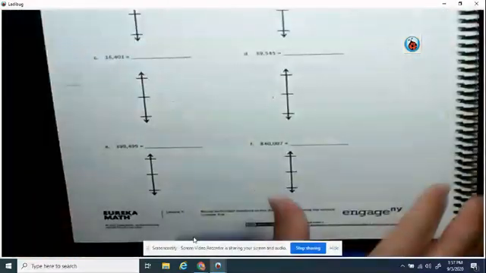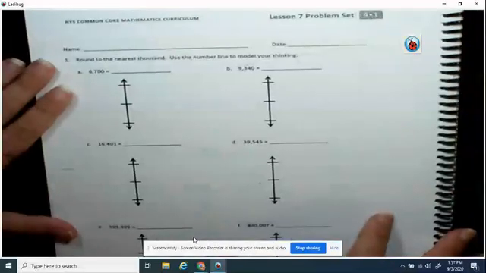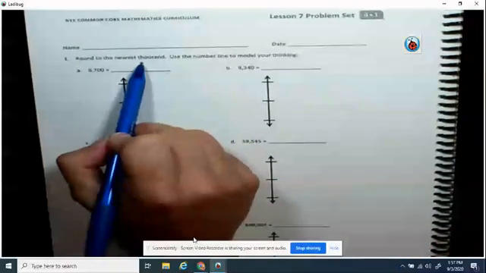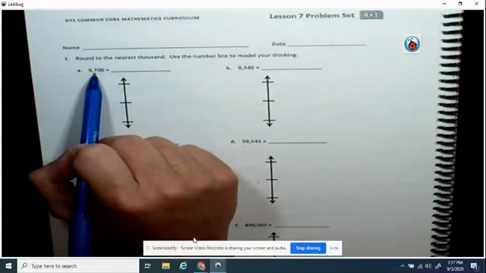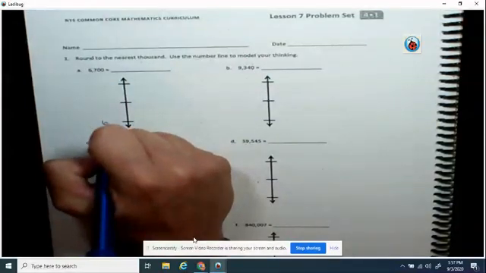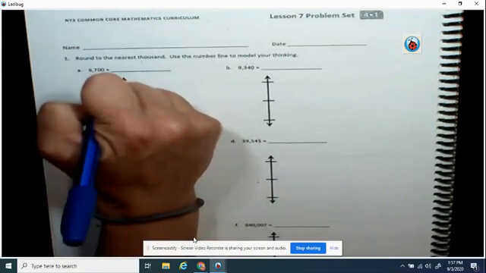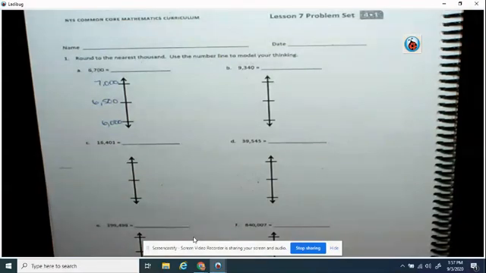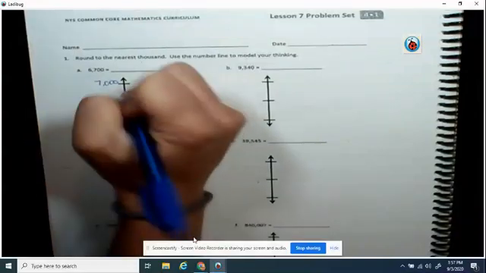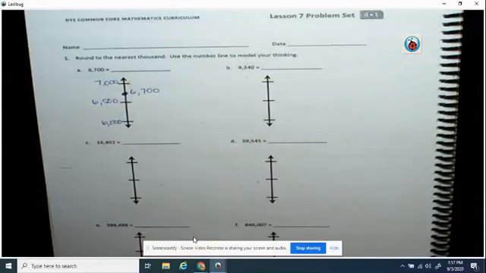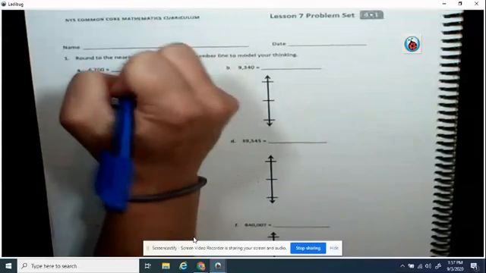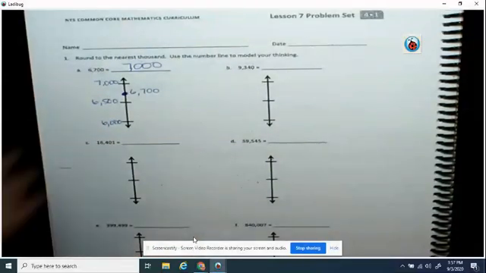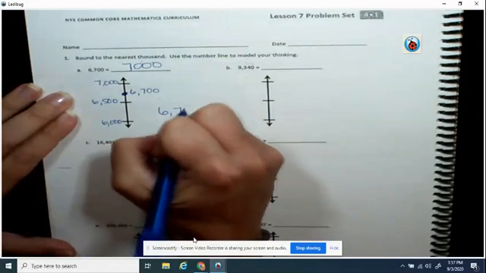All right. Let's look at our problem set. All right, round to the nearest thousand. So I have 6,700. If we're rounding to the nearest thousand, this would be 6,000, this would be 7,000, this would be 6,500. 6,700 is definitely bigger than 6,500, so it's going to go here, 6,700. So we would round this up to 7,000.